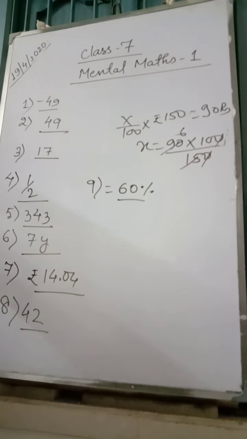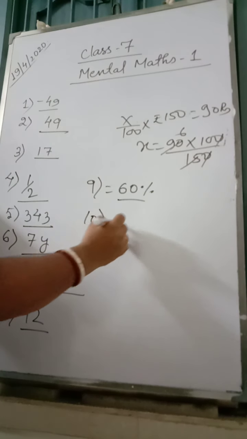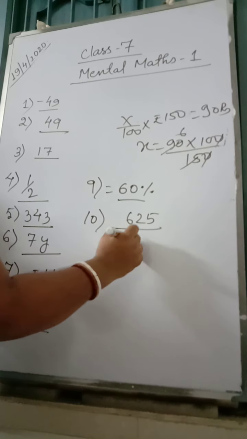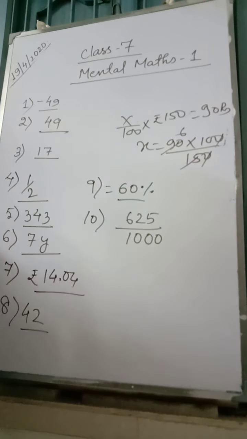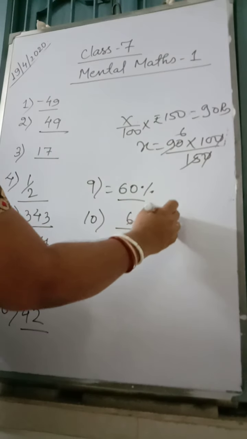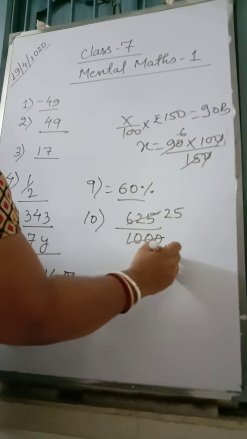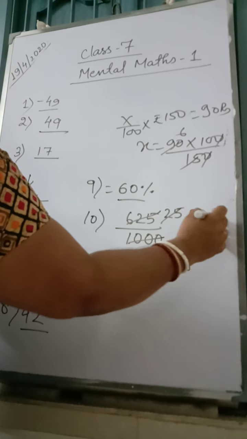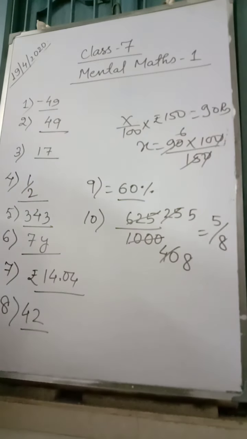0.625 expressed as a fraction in its lowest terms. 0.625, I can write as the fraction 625 by 1000. Now cancel it with 25: 25 twenty-fives are 625, 25 forties are 1000. Dividing further, 5 fives are 25, 5 eights are 40. So this gives you 5 by 8.